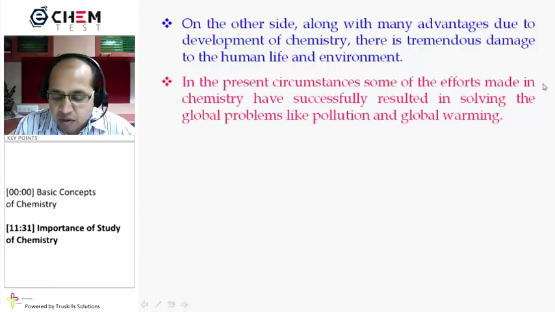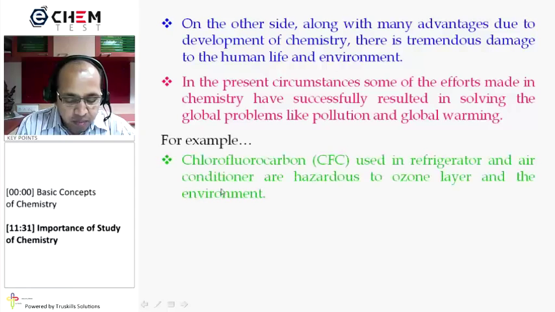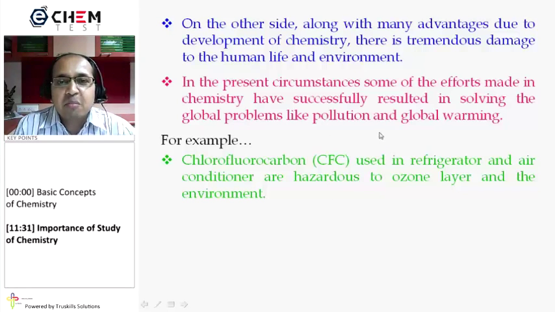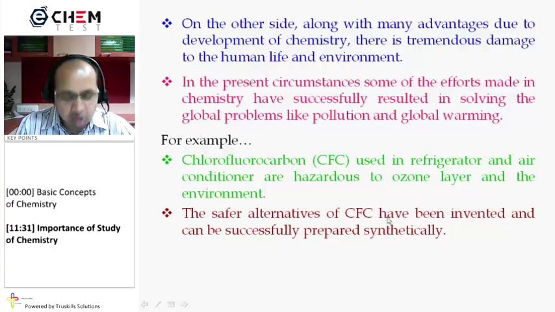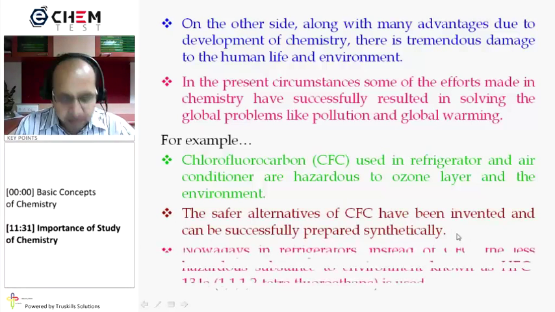In the present circumstances, some of the efforts made in chemistry have successfully resulted in solving the global problems of pollution and global warming. For example, chlorofluorocarbon CFC, previously used in refrigerators and air conditioners, is hazardous to the ozone layer and environment. They are the main cause of ozone depletion, and that is why nowadays an alternative to CFC has been developed which is used as a refrigerant. The safer alternatives of CFC have been invented and can be successfully prepared synthetically.